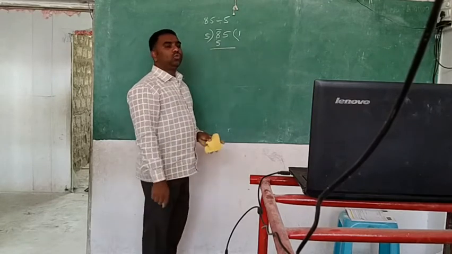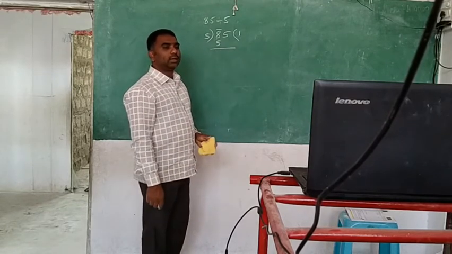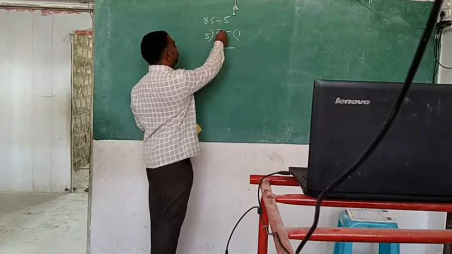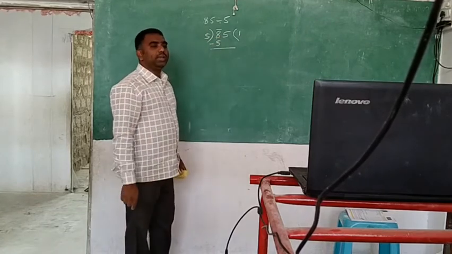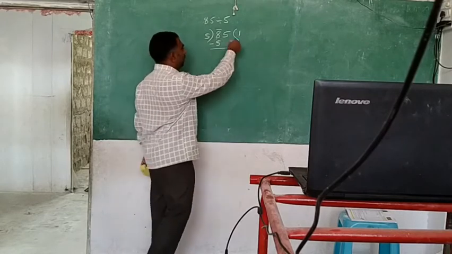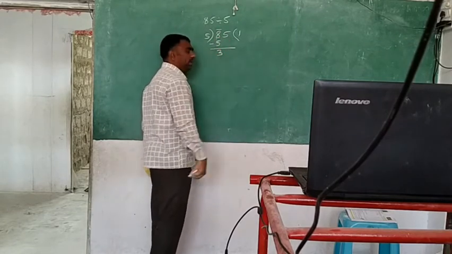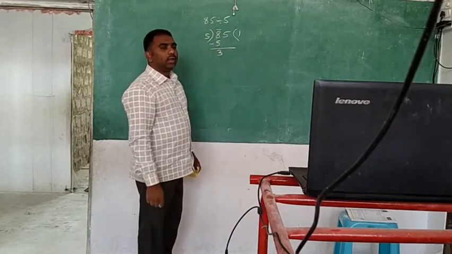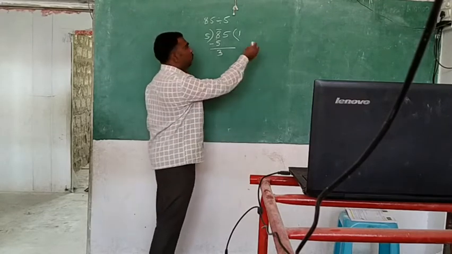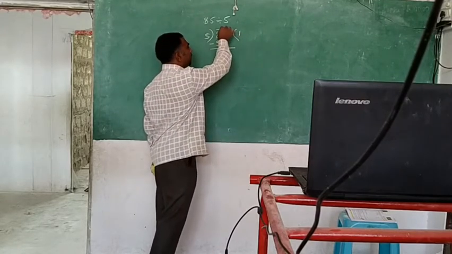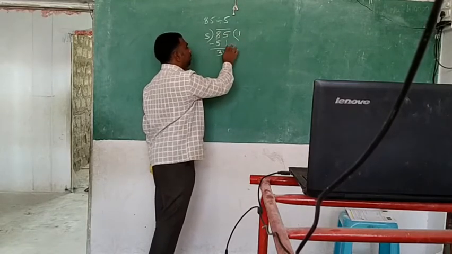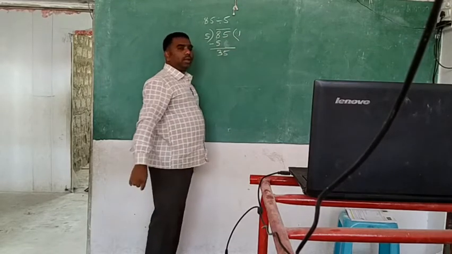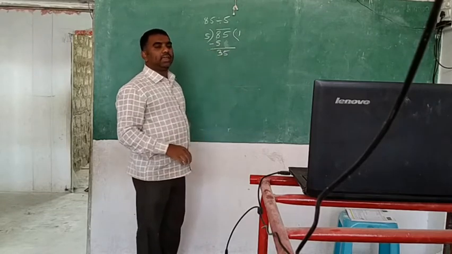Now do the subtraction here. So 8 minus 5. How much will 8 minus 5 be? You need to subtract here. 8 minus 5 will be 3. Next what should we do? One number we have already taken. The second number you have to take down here. Now the number is 35.